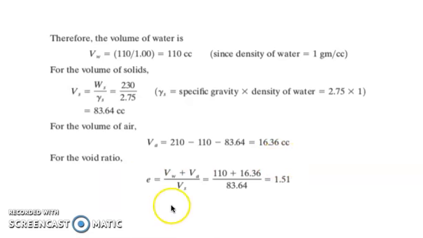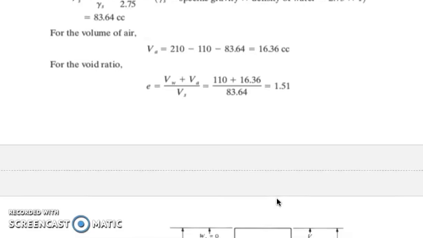For the void ratio, since we are given the volume and the weight of the soil sample, we can have our e, which is equivalent to this equation: volume of the water plus volume of the air over volume of the solid. If we substitute the values here, we get a result of 1.51 for our void ratio.